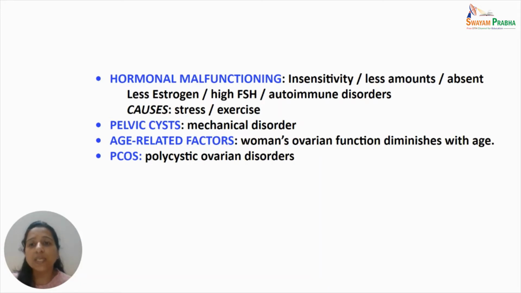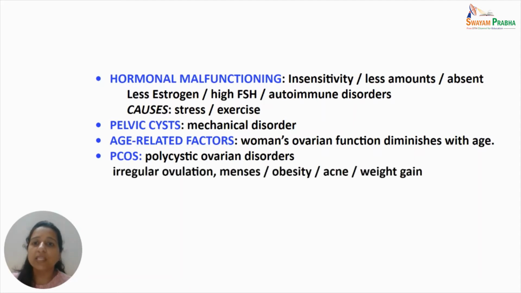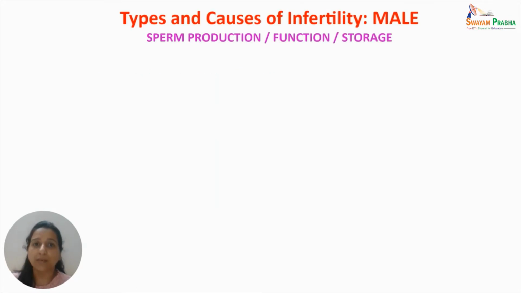Another reason is PCOS, that is polycystic ovarian syndrome, which includes a large number of disorders characterized by irregular ovulation, irregular menses, obesity, acne, and also weight gain in females. Or there can be certain unknown idiopathic factors.